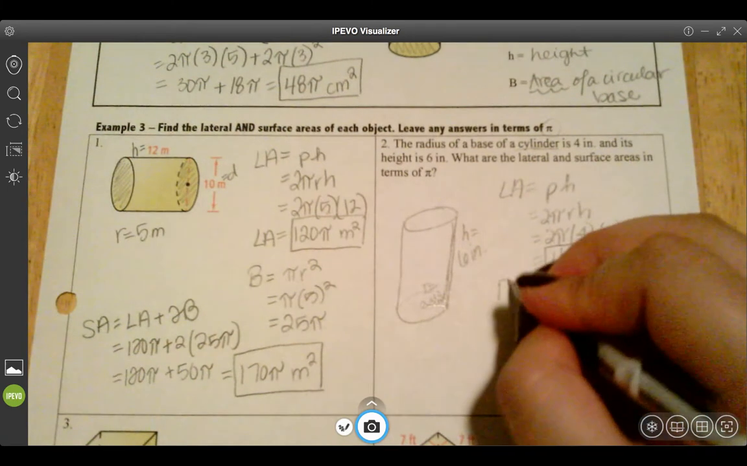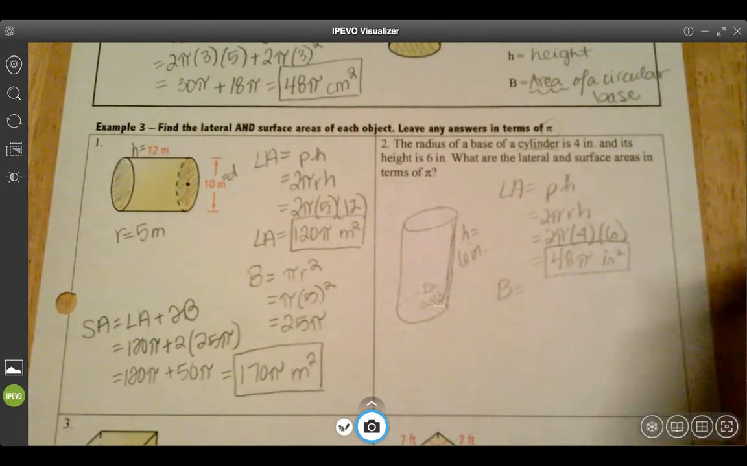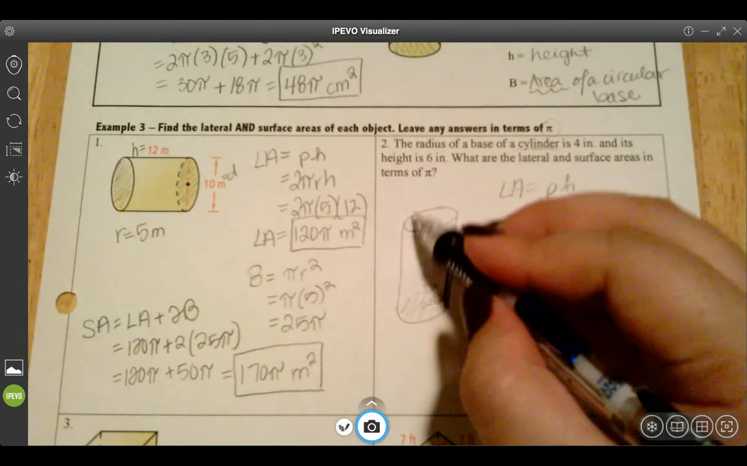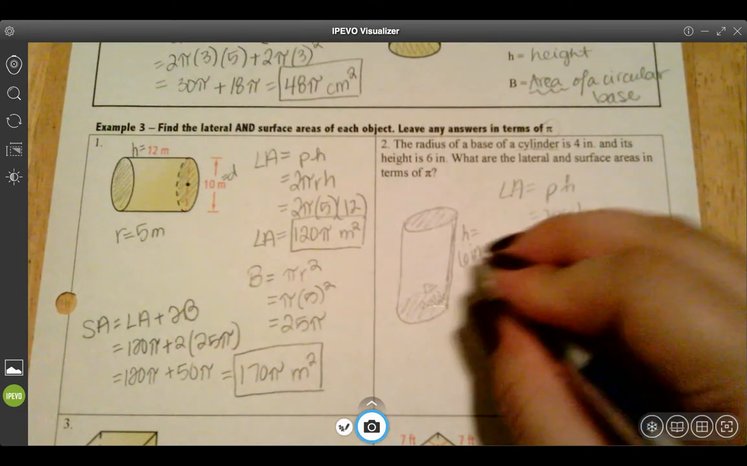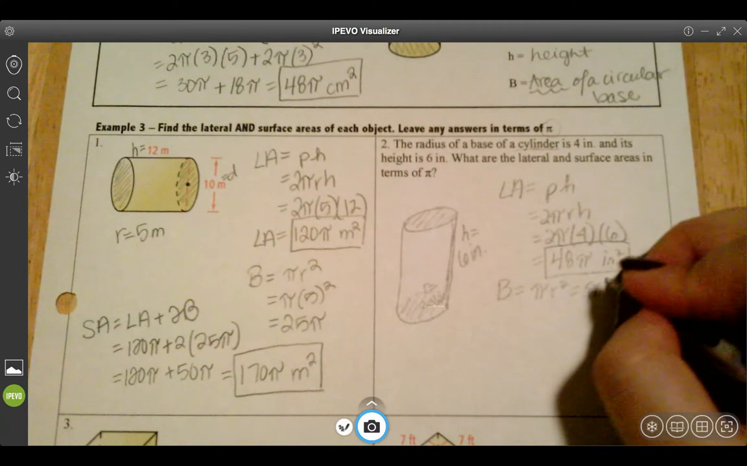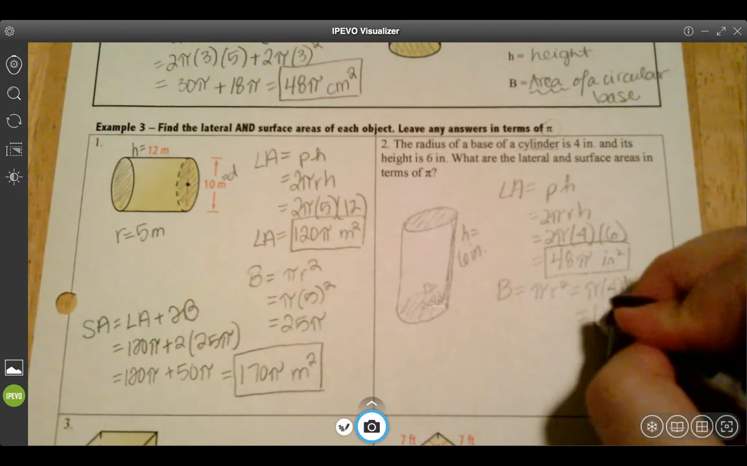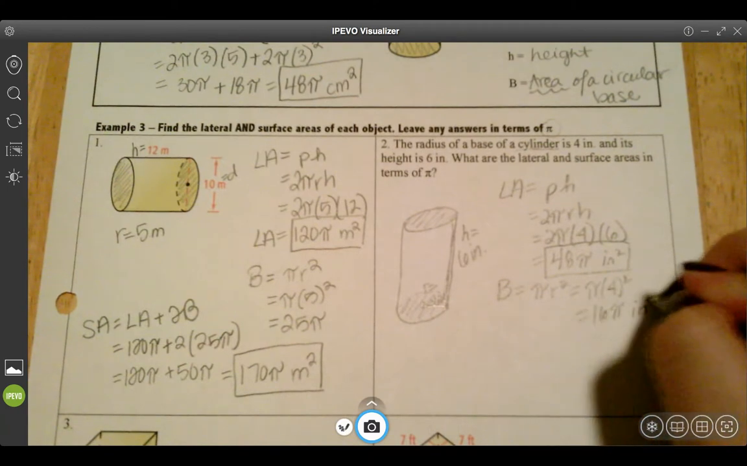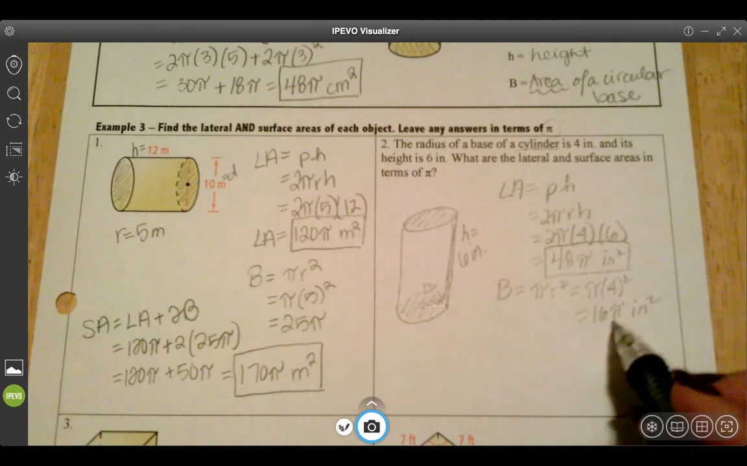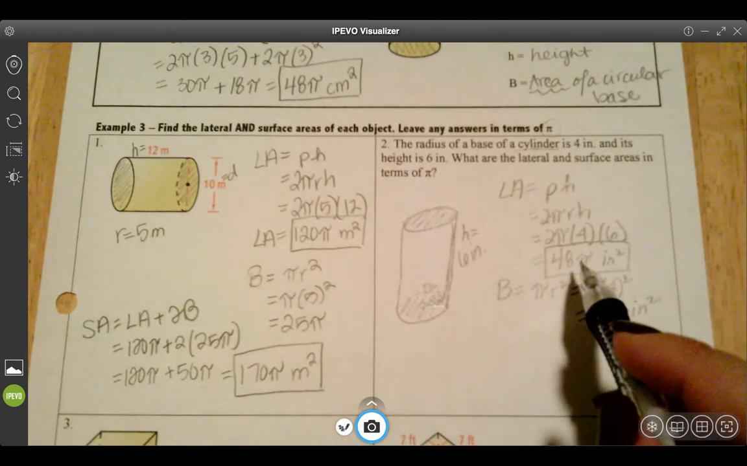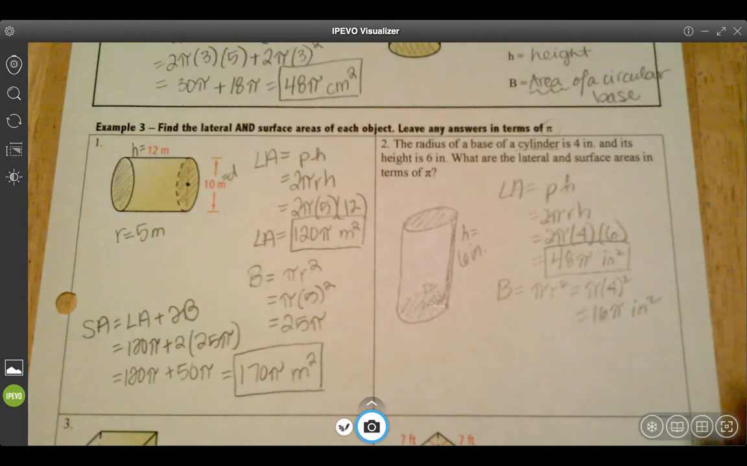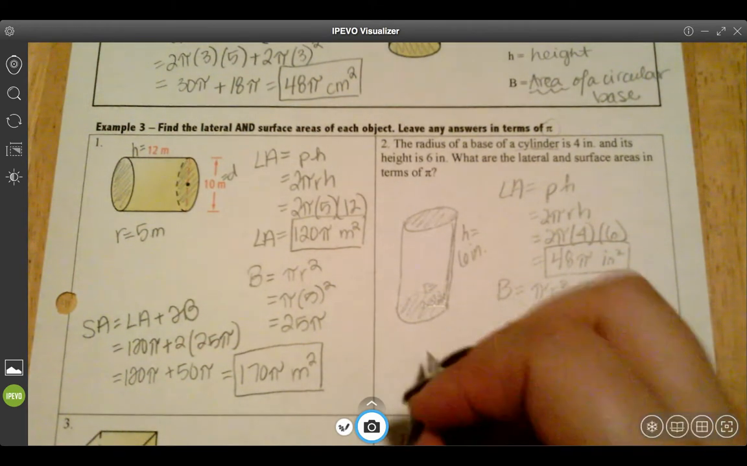We also need the area of each base. These bases are circles, and so that is pi r squared. R is still 4. So that gives us 16 pi square inches. I'm not boxing it because it's not one of the answers it asked us for, right? It wants our answers to be the lateral area and the surface area. That's the only reason I'm not boxing that.